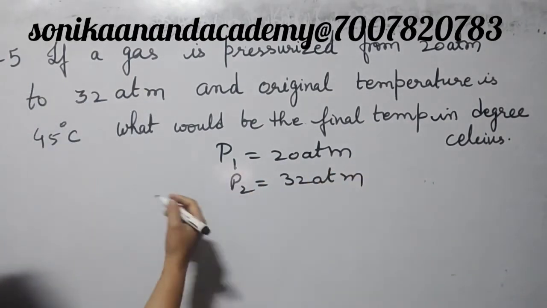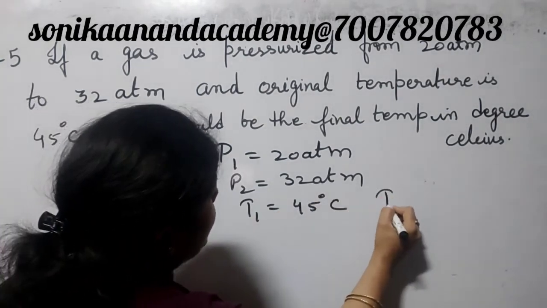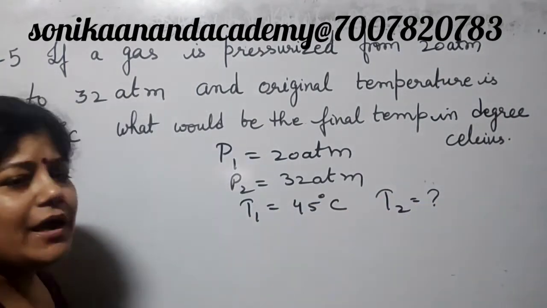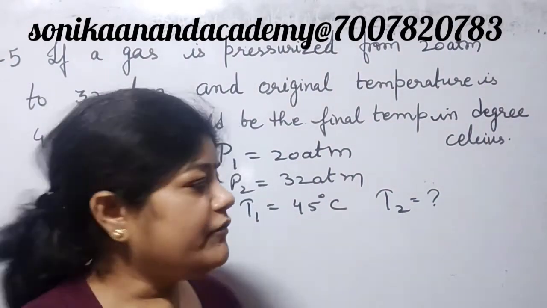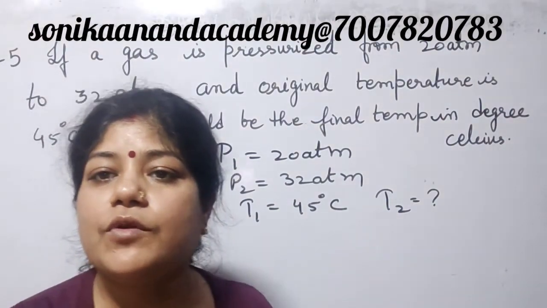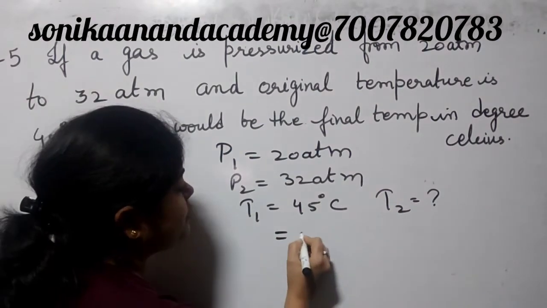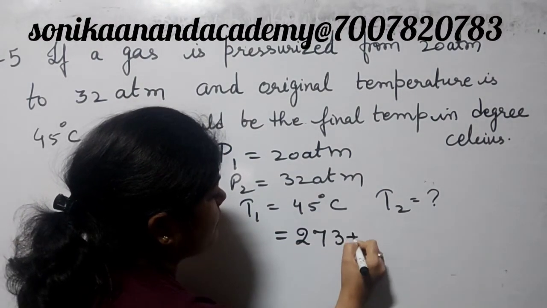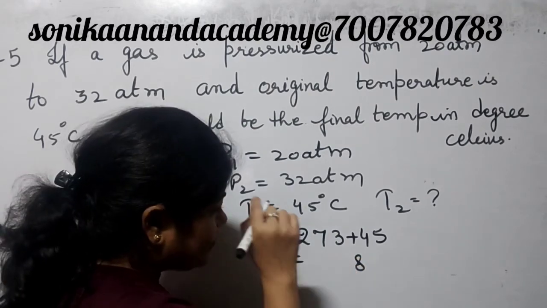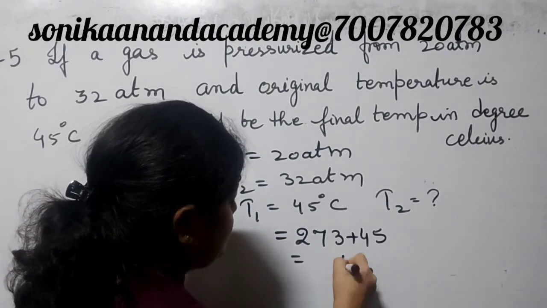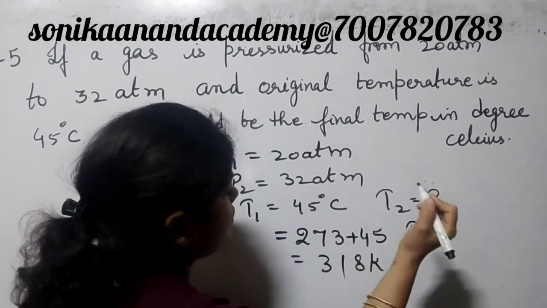Now the original temperature, that is T1, is equal to 45 degrees Celsius, and we have to find temperature T2. As I have told earlier, whenever you solve problems related to temperature, if the temperature is given in degrees Celsius, you have to convert it into Kelvin, and in order to convert it into Kelvin, you just add 273. So ultimately we get 318 Kelvin. And temperature T2 we have to find out.